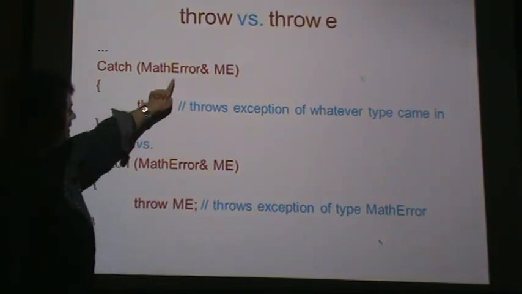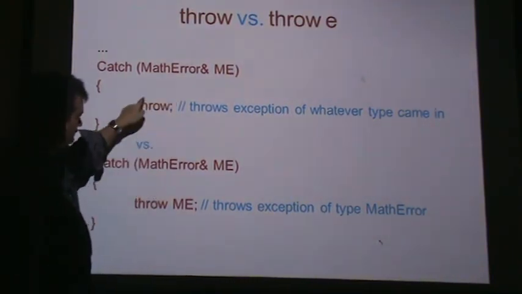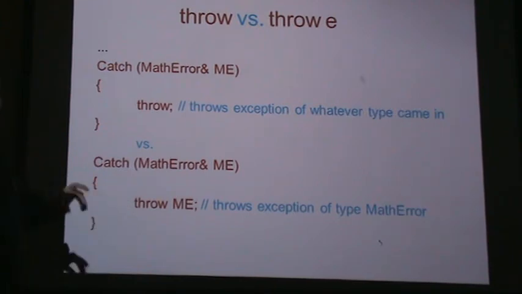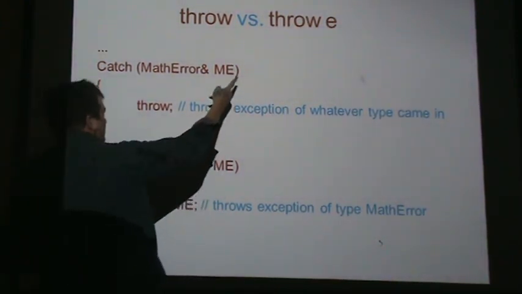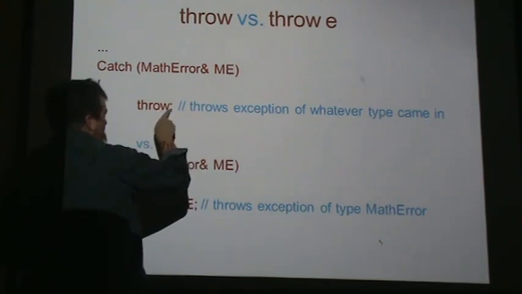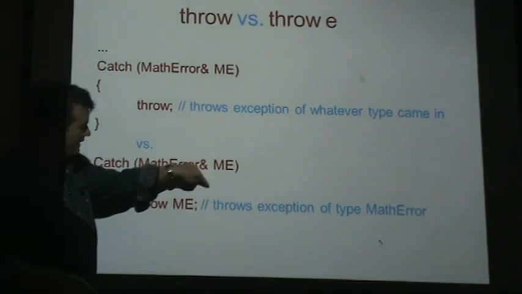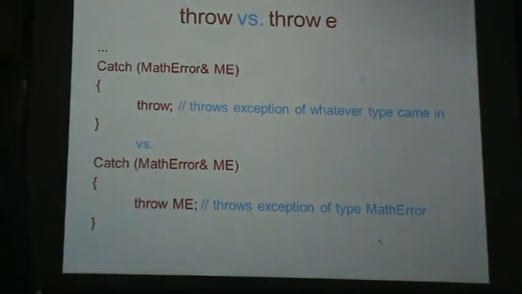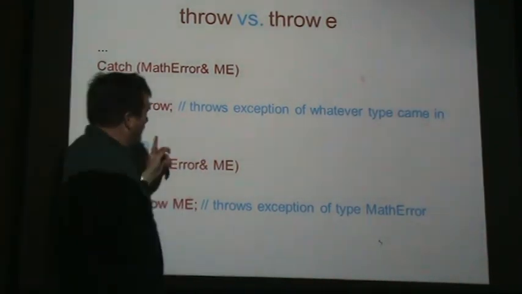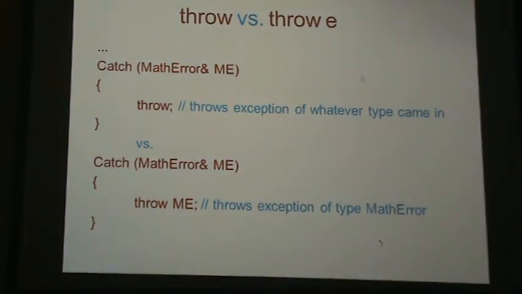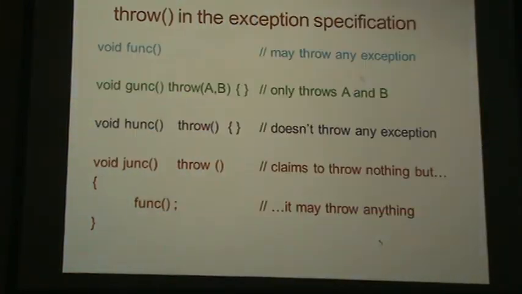If this was coming in by reference and staying by reference, then these two examples would be the same. We would just be throwing the thing that came to us. But we're getting a copy of it, and then in this case we're throwing the object that came to us, and in this case we're throwing the actual copy that we made. The brand new object that we created, we're throwing that instead. So that's just something to keep in mind.